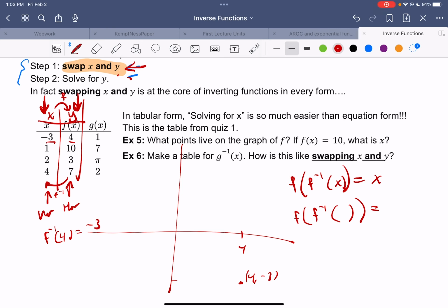I want this expression to make sense. So I need to pick a number that I can plug into f inverse. So let me tell you what a bad number is. Do not put down 1. Okay, that's a bad number because f inverse goes from this column to that column. So is the number 1 in this column anywhere? No, it's not. So I don't know what f inverse of 1 is.